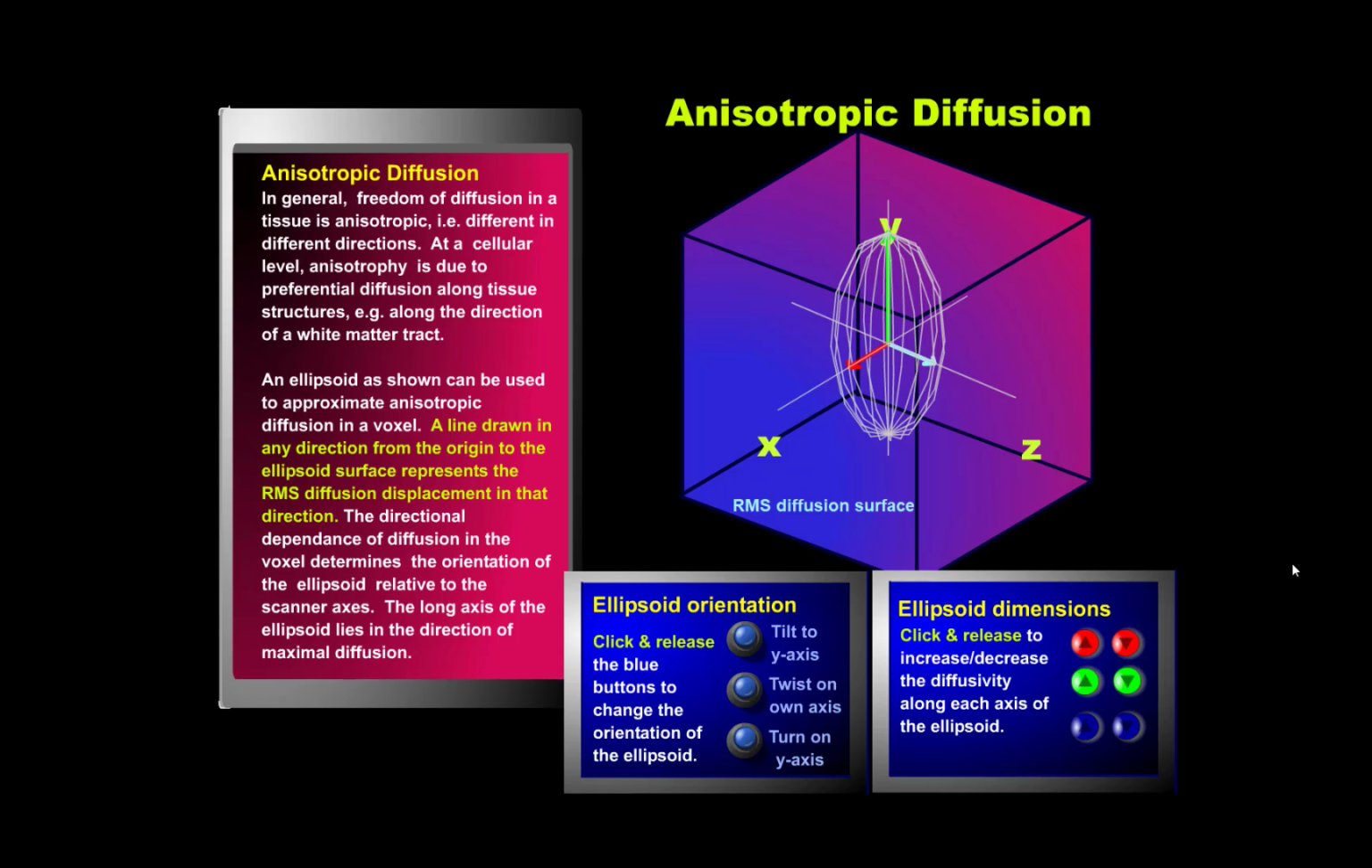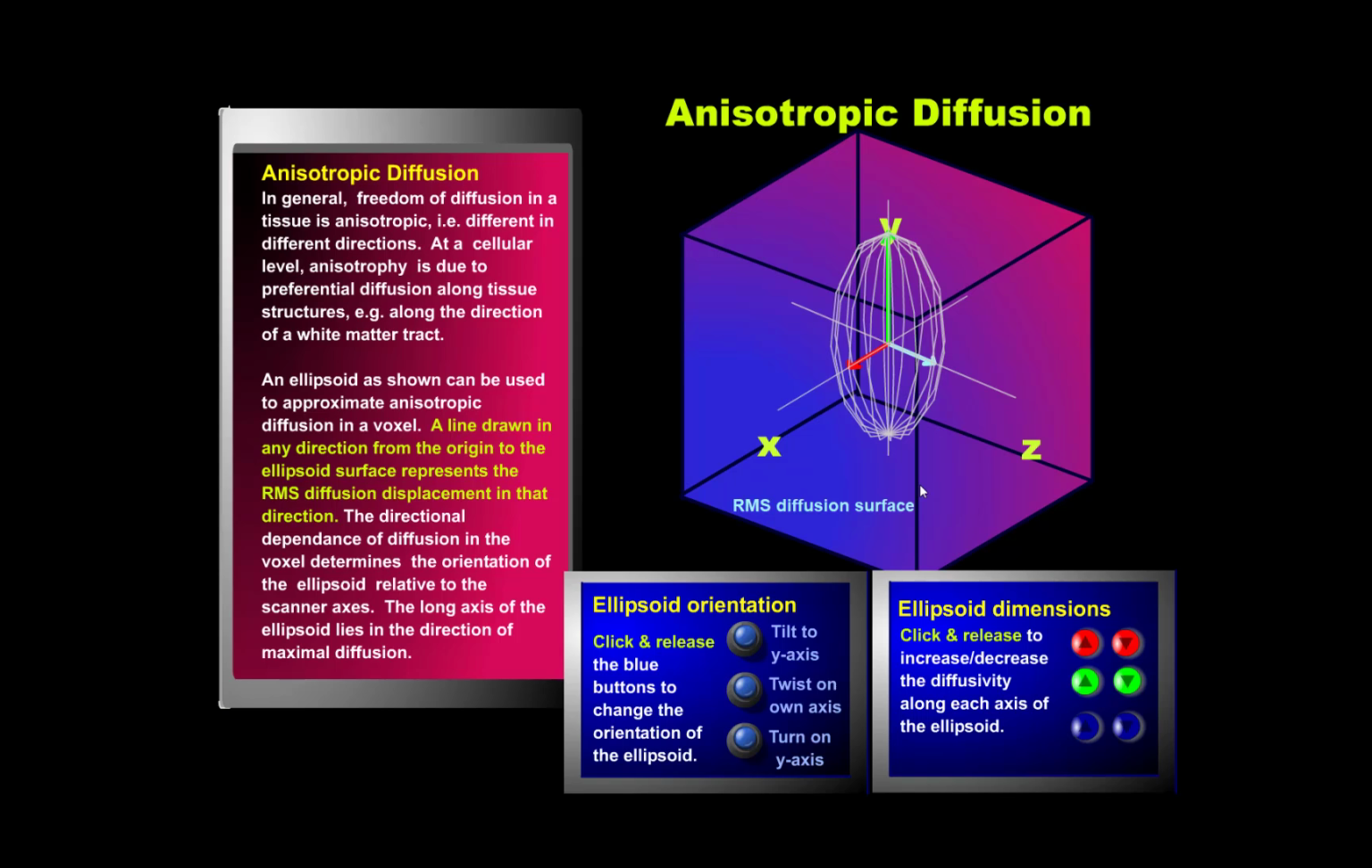So this is called anisotropic diffusion. So if we imagine, say, in the brain, if we had a voxel through which a nerve cell was passing, then we would expect that the preferential direction of water diffusion would be along that nerve, for example.